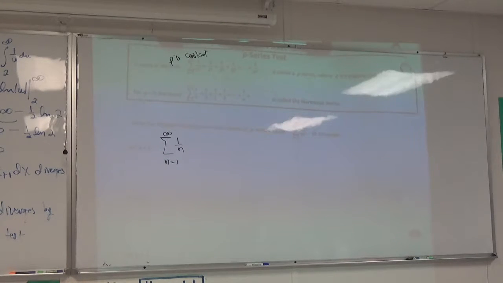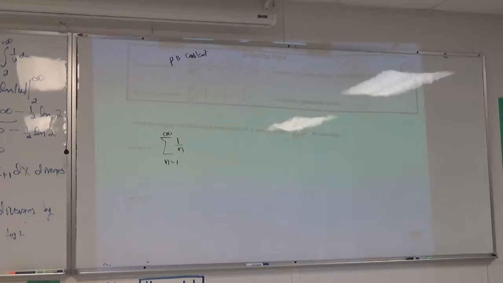Is it geometric? Geometric always have that form. It's a times the ratio to the nth power. Not geometric. It's not telescoping. We don't have the subtraction of 2 fractions happening there. So there's one thing left in the toolbox right now.